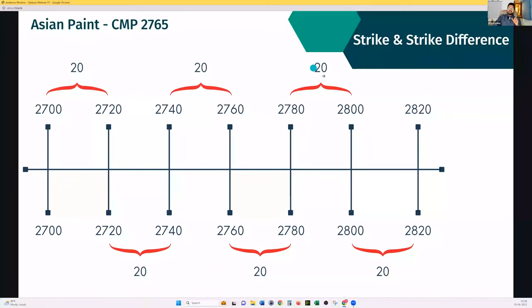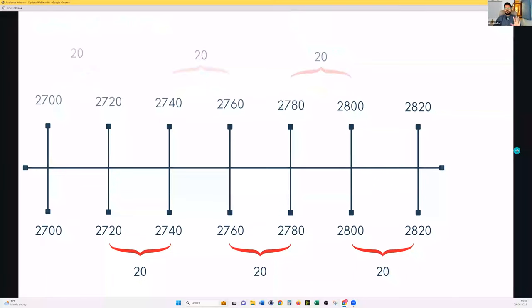Each and every script will have its own strike difference. It does not mean that if Bank Nifty has 100 points as the strike difference, all the underlyings will have 100 as the strike difference. There will be a lot of difference. Each individual underlying will have its own strike difference.